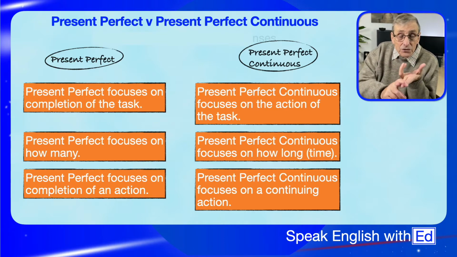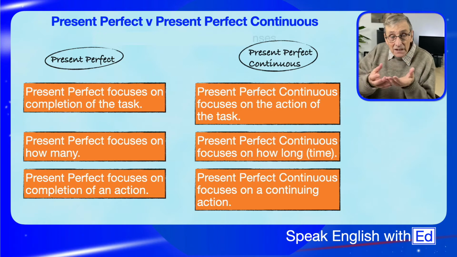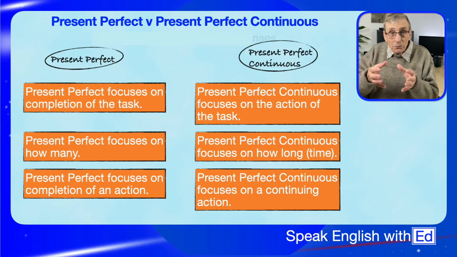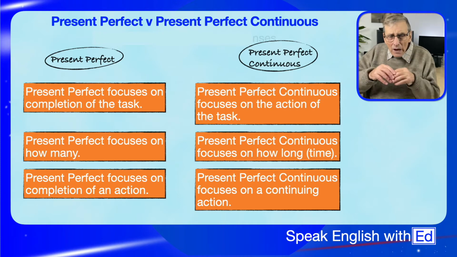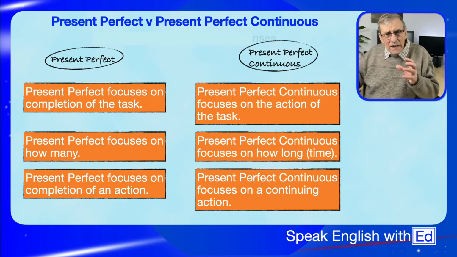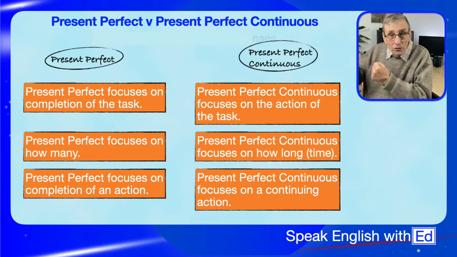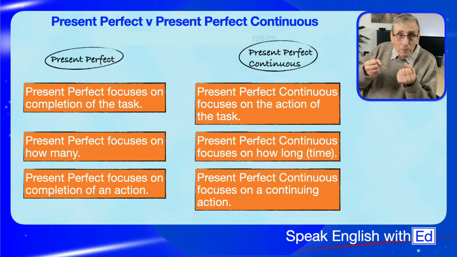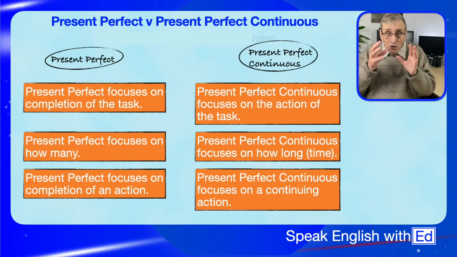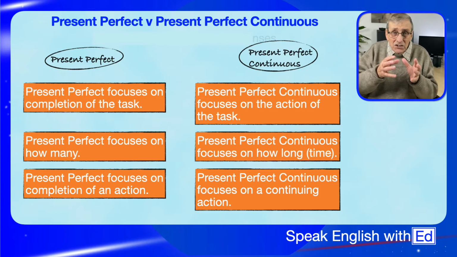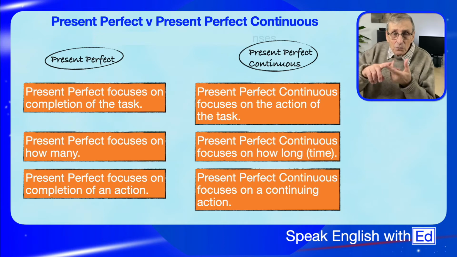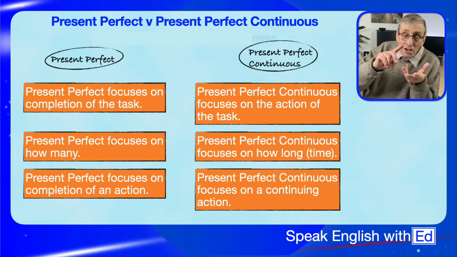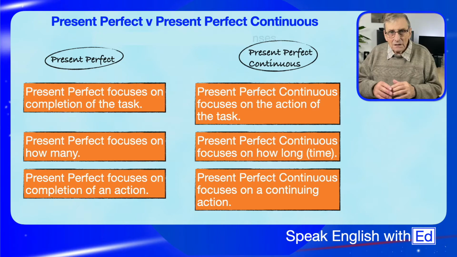So if you want to talk about the activity of the action, like we did with washing the car, or if you want to talk about how long it's taken or how much effort somebody had to put into doing what they did, or if you want to talk about a job that isn't finished yet, if it's still continuing and still ongoing, then you want to use the present perfect continuous tense.